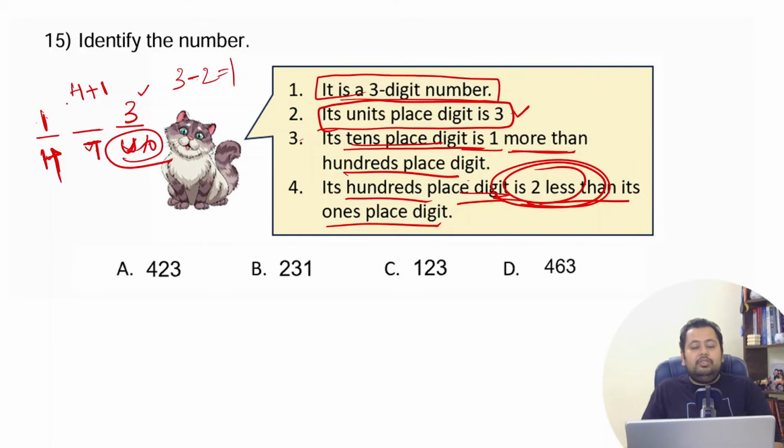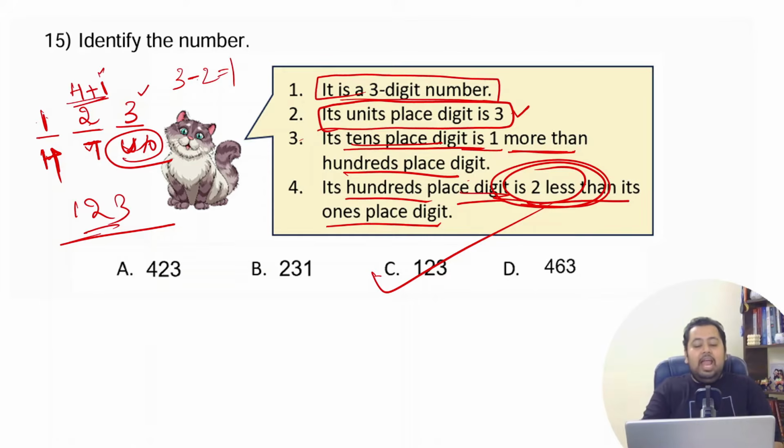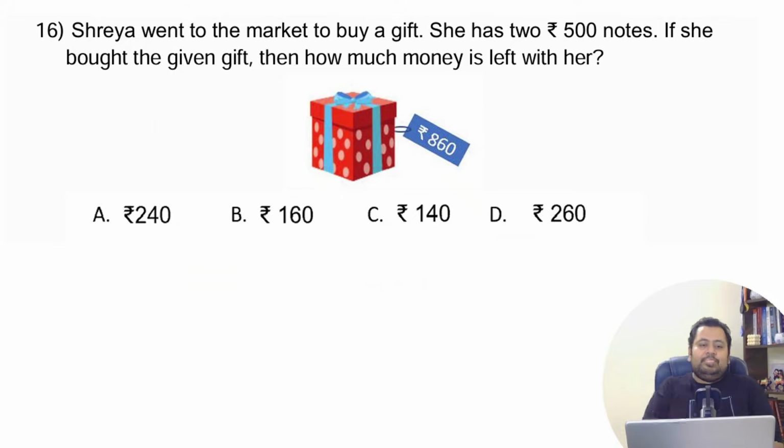If this is 1, so we know this is h plus 1 here, right? So tens will become 2. So the correct answer is 123. Option number C is the correct answer. Hope you got it correct. If you did, give yourself a star. And we move to question number 16.